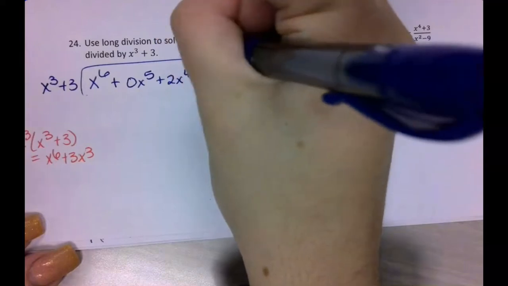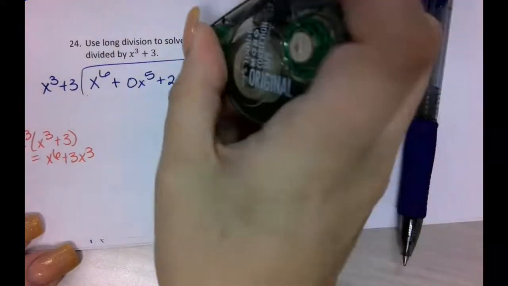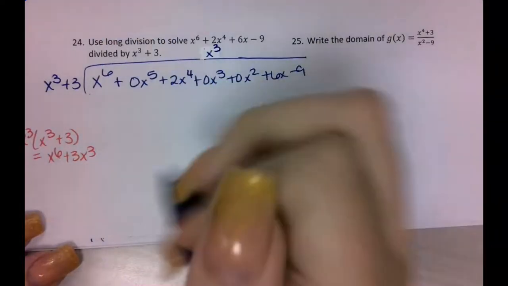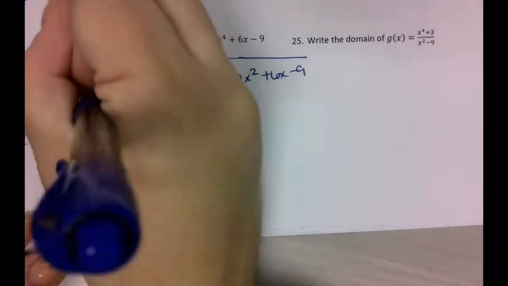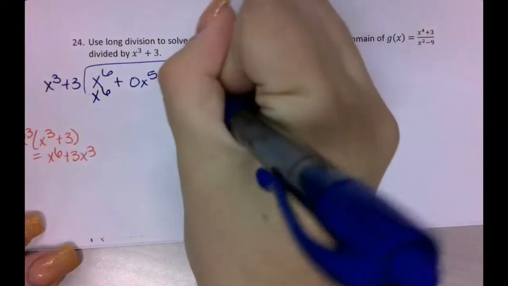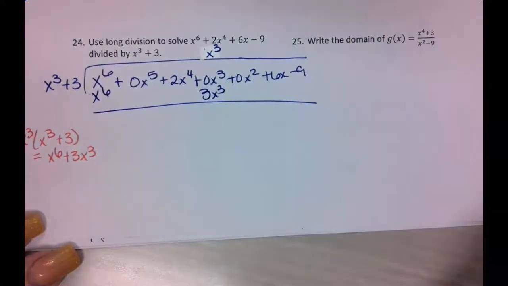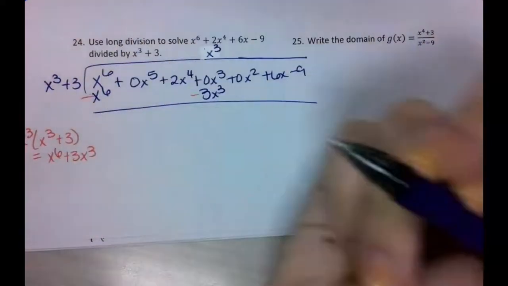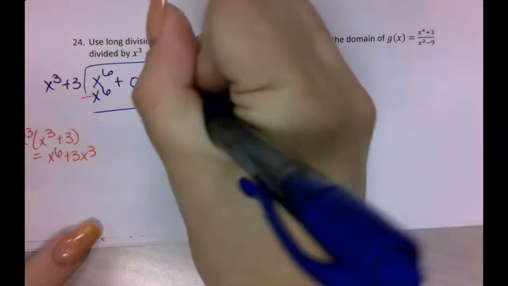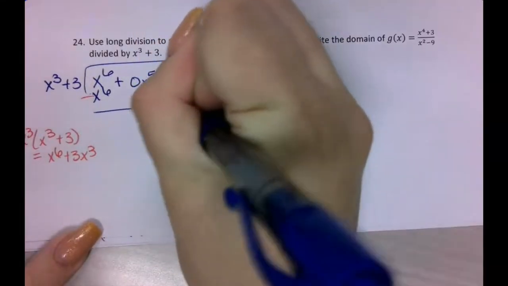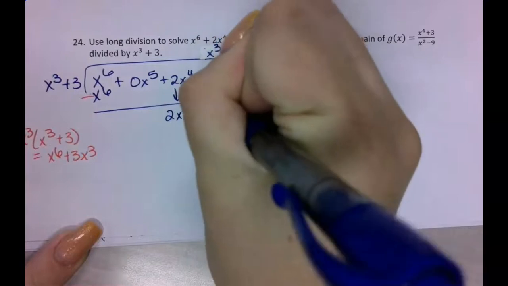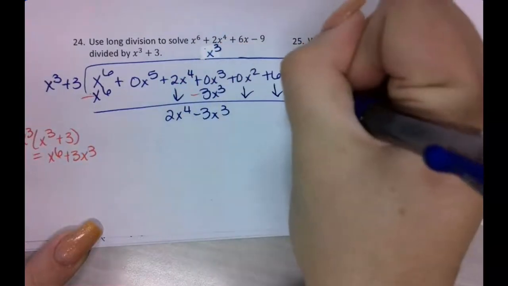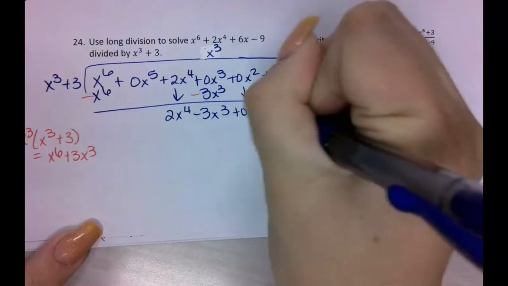I want to put the x cubed above the matching term below, under the division symbol. And then I want to line up those pieces I just wrote out. So I'm going to have x to the 6 and 3x cubed. I want to subtract those out, so I'm going to change those signs. The x to the 6 cancels out. The x to the 5th doesn't need to be there because it's a 0. But I should bring down my 2x to the 4th, my -3x cubed, and then everything that follows it.